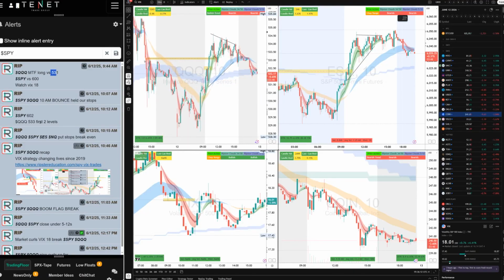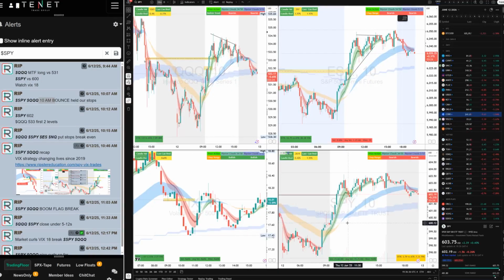So anyways, we got this 10 a.m. bounce and it held our stops. So we know that at 10 a.m. we're holding a trend. 10 a.m. usually tells you is it a chop or is it going to be a trend day. So we got a 10 a.m. and that held our stops. Then I gave the target of 602 on SPY. On QQQs I gave a target of 533, and we held that and we pushed towards our 602 target on SPY. We pushed to the QQQ 533 target.